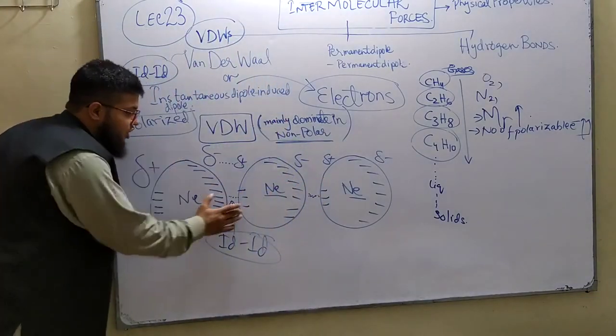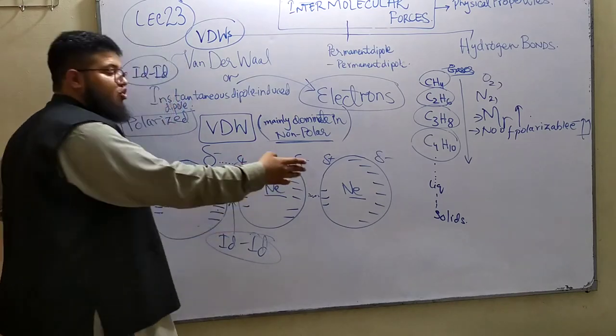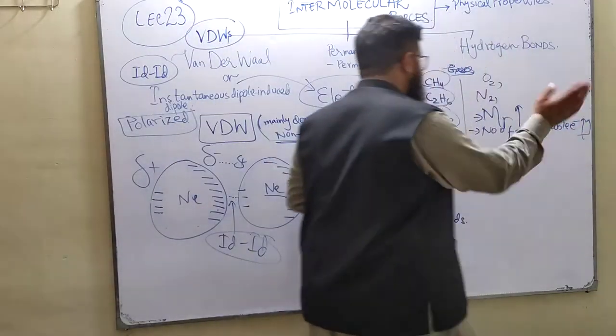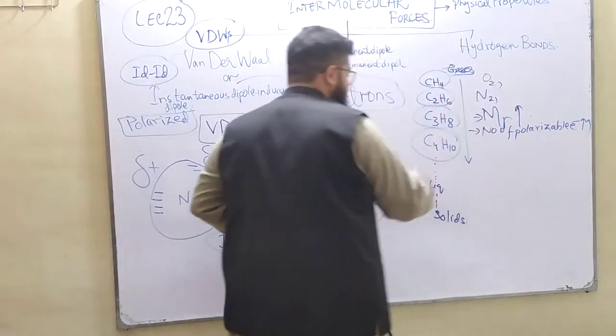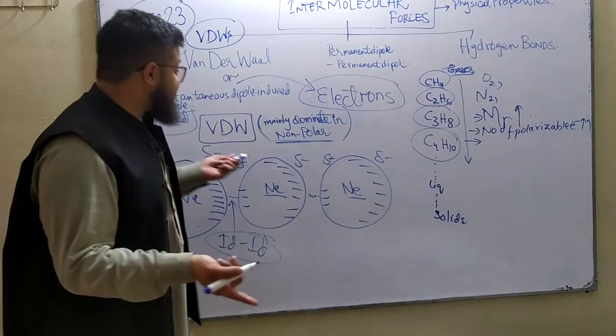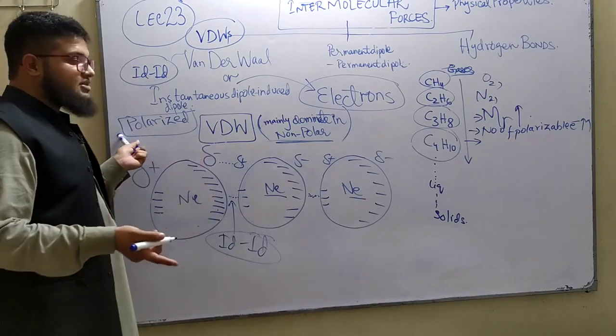Polarizable because they can be polarized, they can be accumulated on one side and the other, which can induce more dipoles in the neighboring molecules. Now the number of polarizable electrons will increase. If the number of polarizable electrons increases as we go down the group, will the strength of van der Waals forces also increase? Yes, definitely, because the strength of van der Waals forces depends upon the number of polarizable electrons.